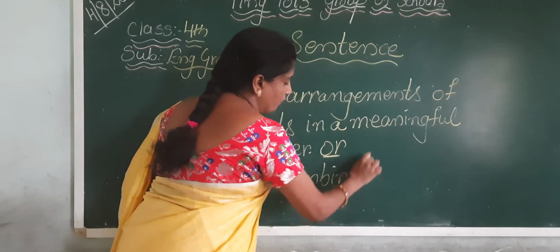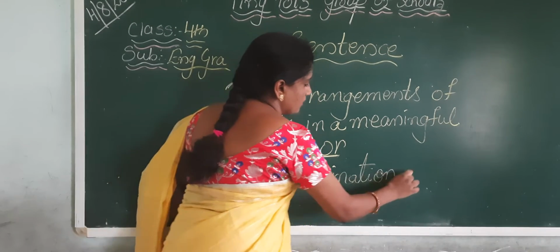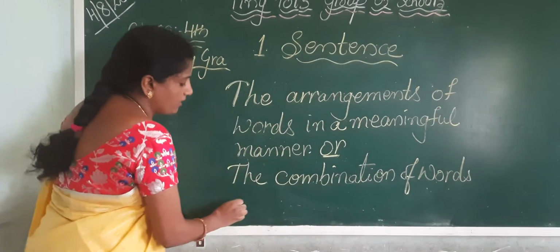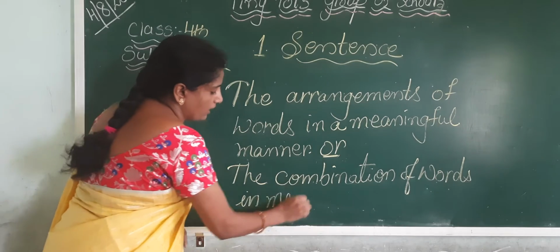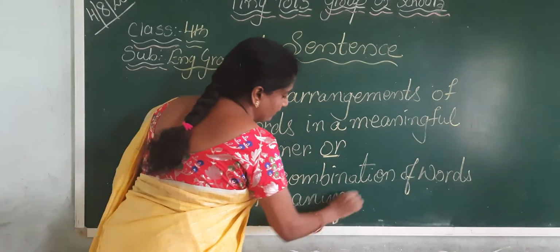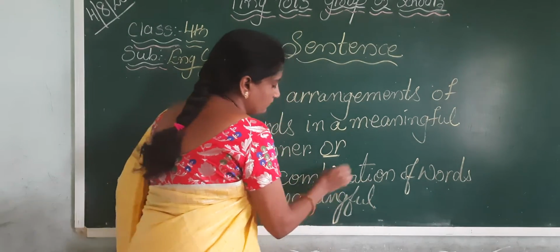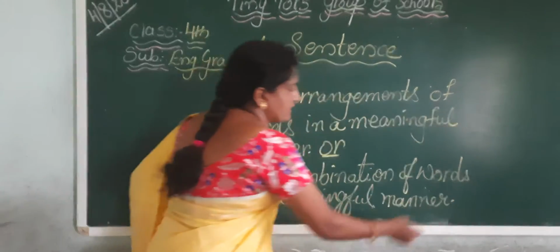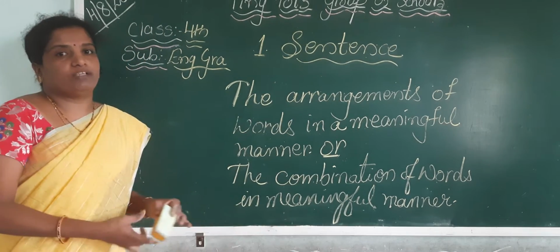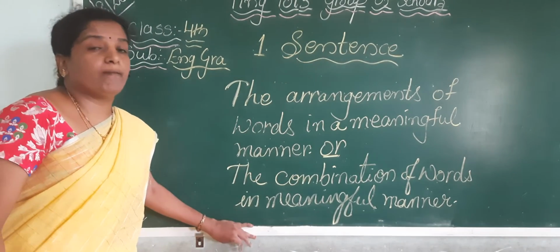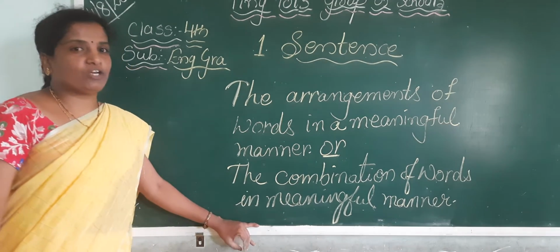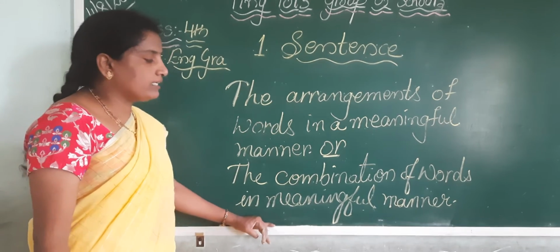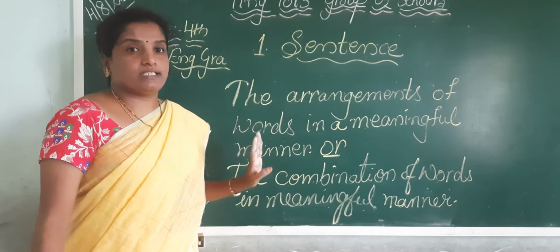Or we can say, the combination of words in a meaningful manner. See children, a sentence is nothing but the combination of words which gives us the complete sense. The combination of words which gives us the complete sense is known as a sentence. Is it clear?